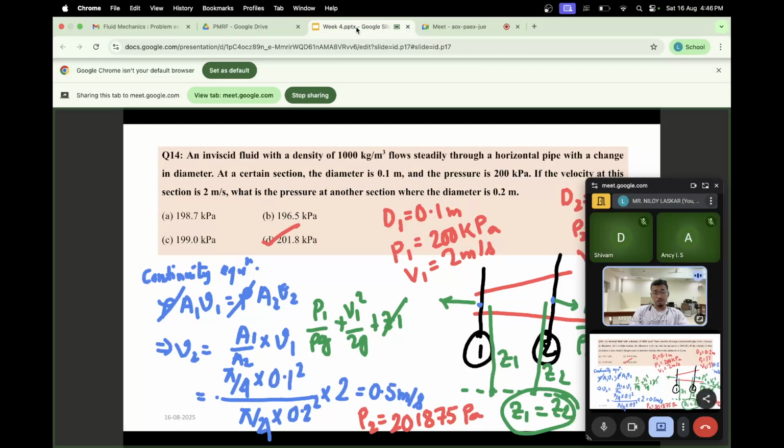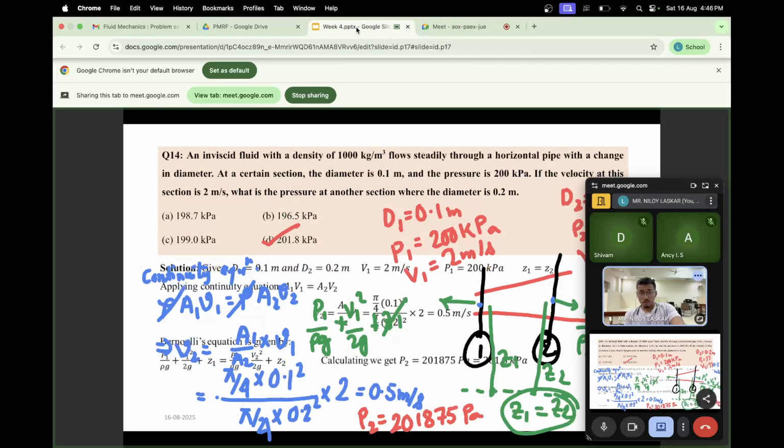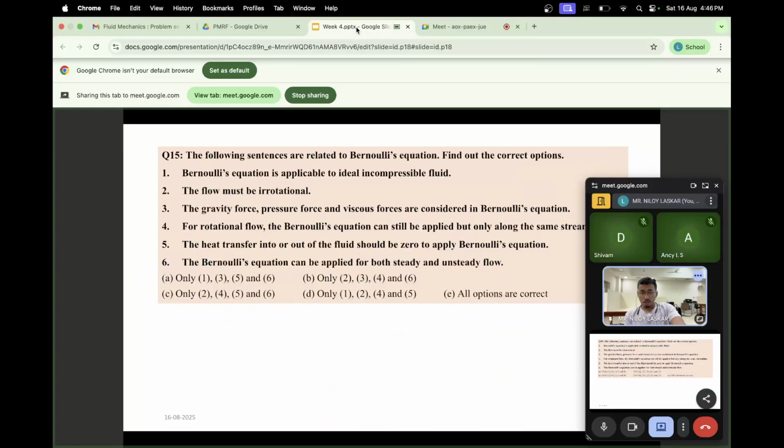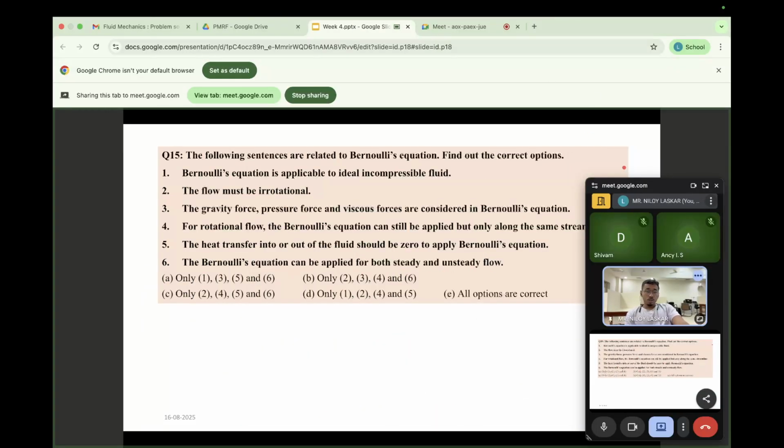So I am moving to this next question. It's a quite long question where the main thing is about this Bernoulli equation. Such types of question is quite important. So in one of the slides I have discussed about the assumptions of this Bernoulli equation. So if you remember this thing, then you will be able to answer this one. So I am giving you 1 minute time to answer.